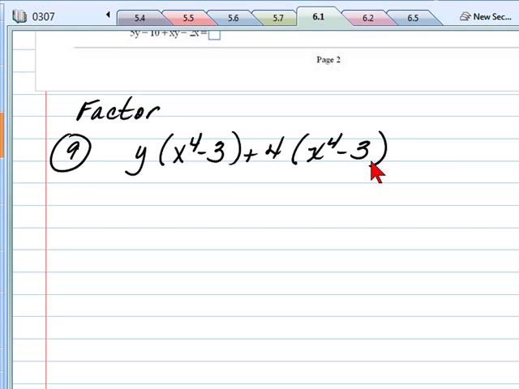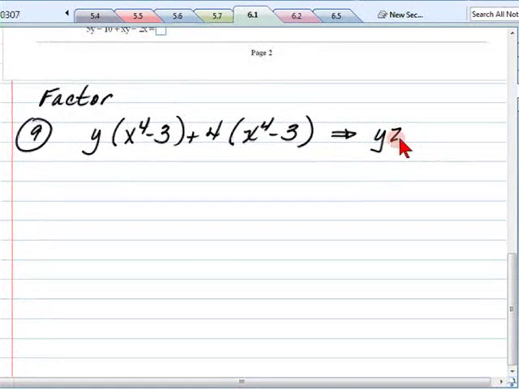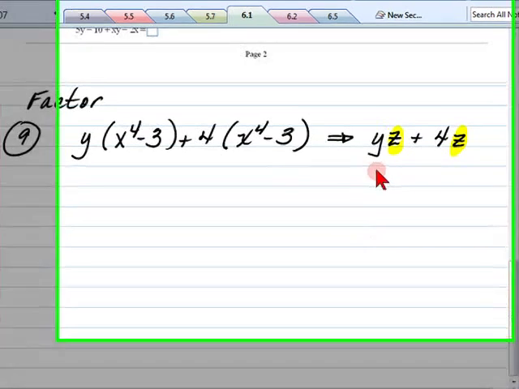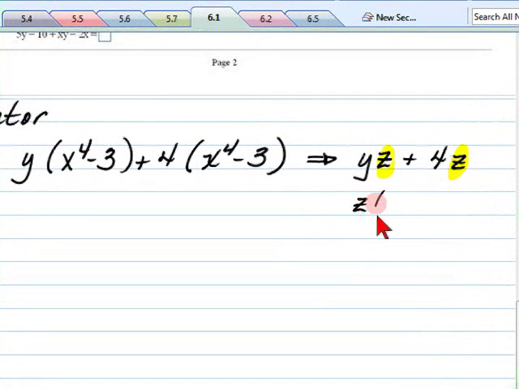All right, I want you to hold off on this for just a minute, and I want to think about a parallel or similar question. What if I had y times z plus 4 times z? Does everybody see a common factor of z? Okay, and what would you do? Wouldn't you factor it out? You would take the z and put it out in front, and what would be left over? Y plus 4. Everybody okay with that? That's just common factor.